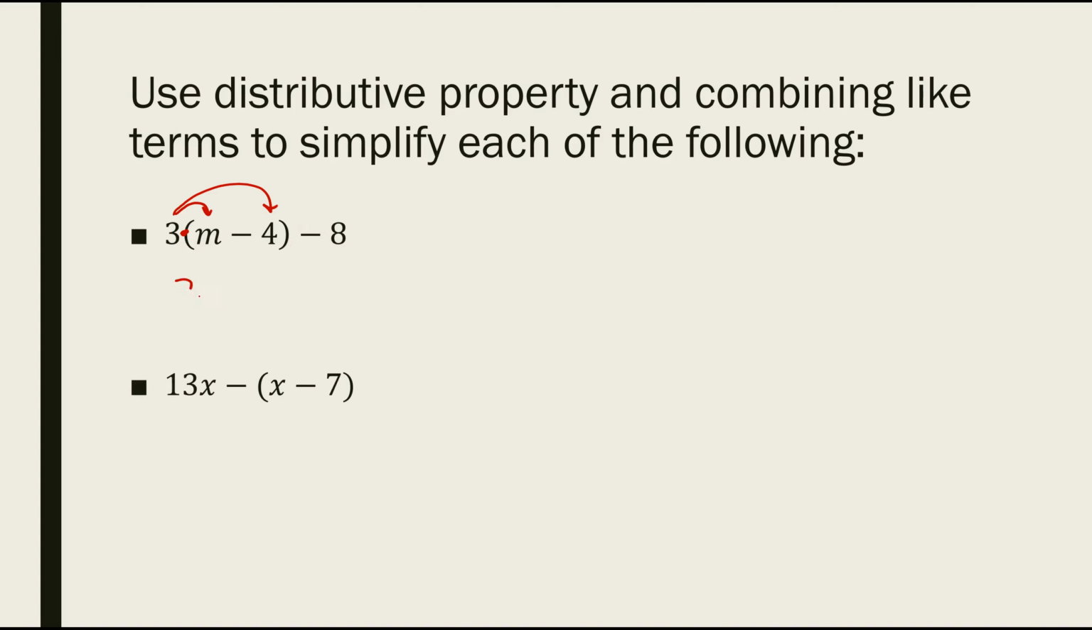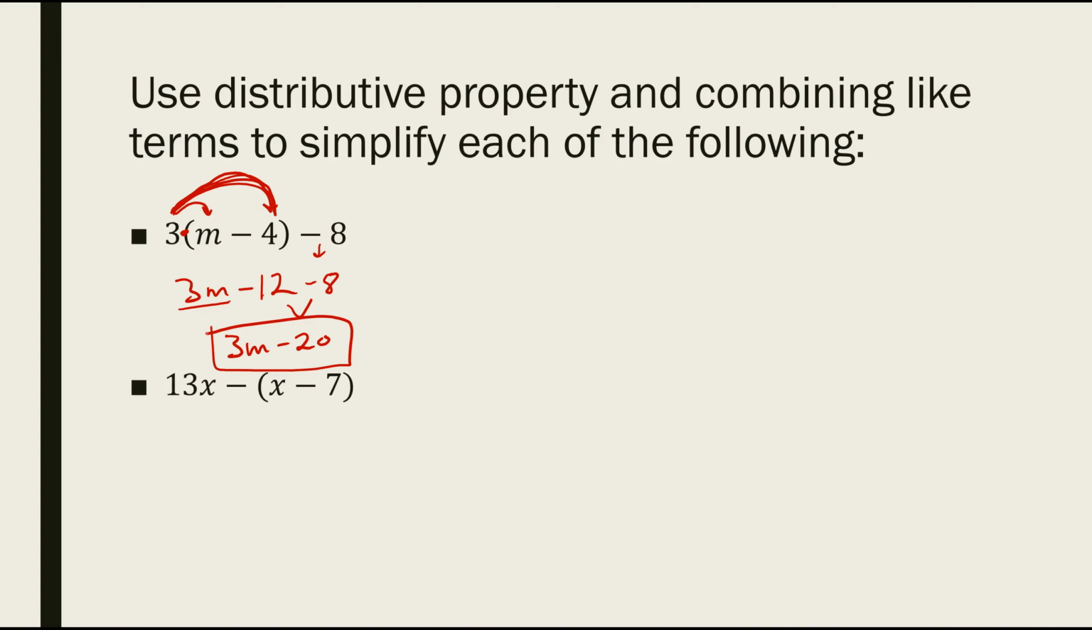So 3 times m is 3m, 3 times negative 4 is negative 12n. Again, keep this sign. And I said negative 12m, I meant just negative 12. Then we have this little negative 8 over here that didn't have anything happen to it, so let's rewrite it. Okay, at this point I do have some like terms I can combine. Not this m, he's not a like term, but these two guys, they're like terms. And so I can literally take negative 12 minus 8, that gives me negative 20. And so my final answer is 3m, who didn't have any other like terms, minus 20.